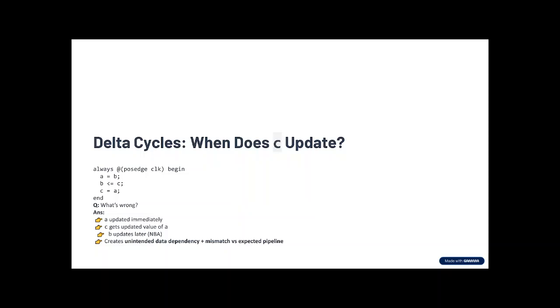Now here one block is there: always at posedge of clock begin, A equals to B, non-blocking C equals to A. So what is wrong here? So C updates after NBA, the update happens in the next delta cycle. Most people ignore this, but interviewers love this concept.